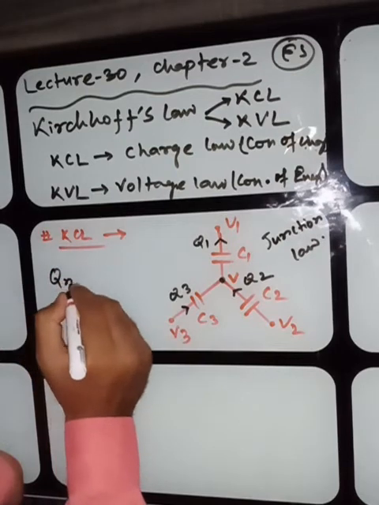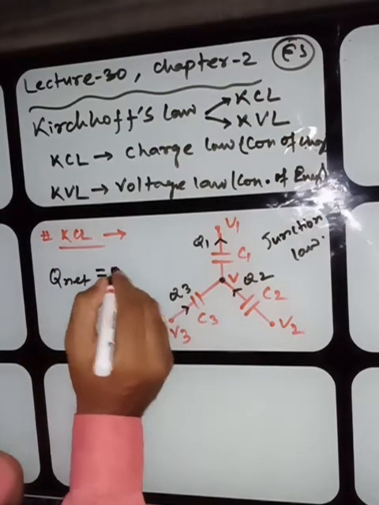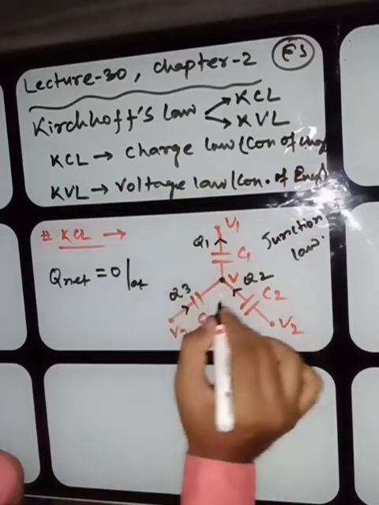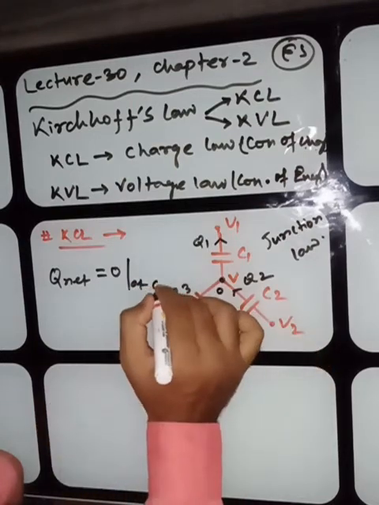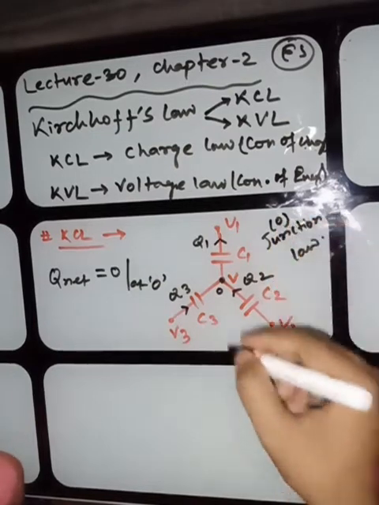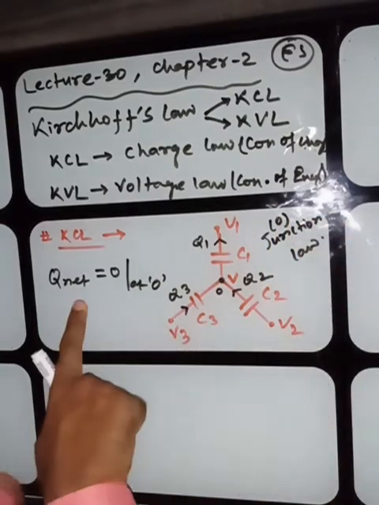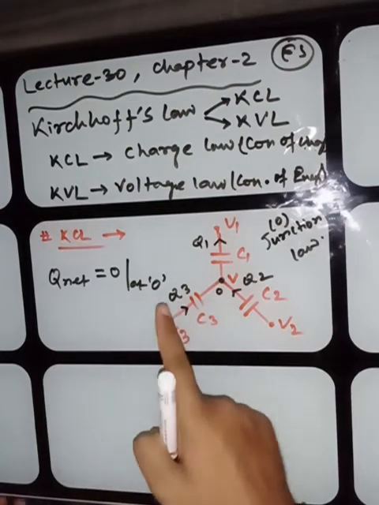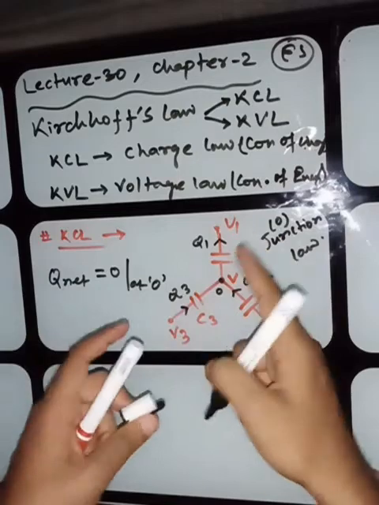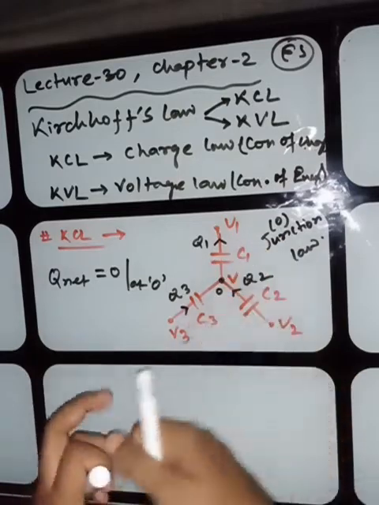Okay, and what is the exact law? Law: Q net must be equal to 0. Where? At, suppose this point O. In short, I'm writing here the O is nothing but the junction. So net charge at any junction must be equal to 0. In next chapter you will study the net current at any junction must be equal to 0.